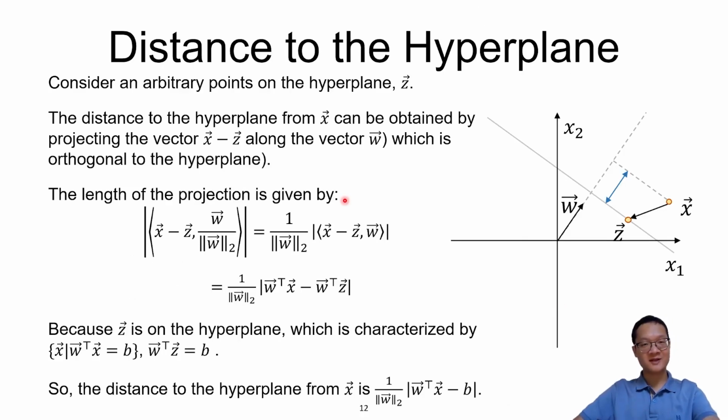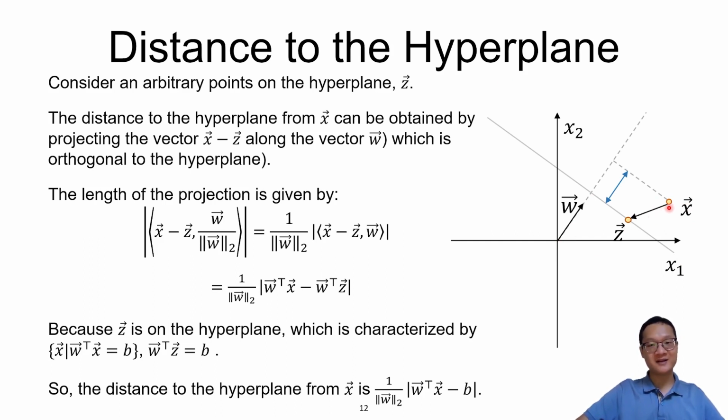Okay, so let's revisit this on the slide first. We considered an arbitrary point z on some hyperplane, and of course this hyperplane is going to be perpendicular to the direction of w. And we were just calculating the distance of some point x to the hyperplane.